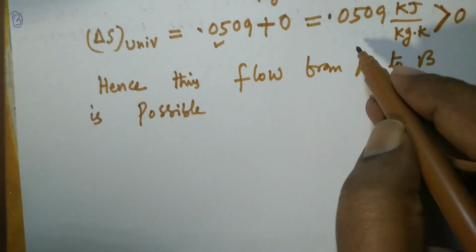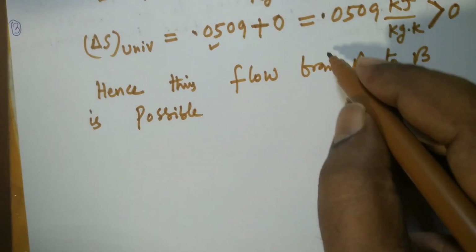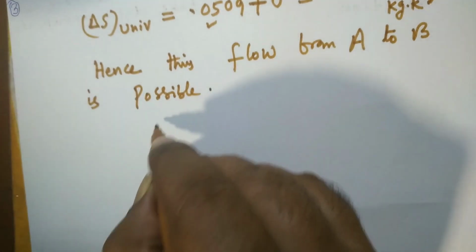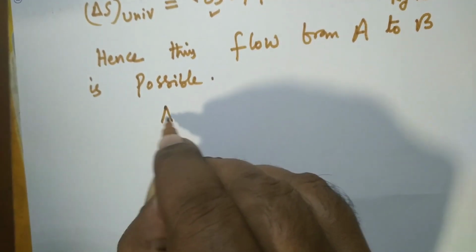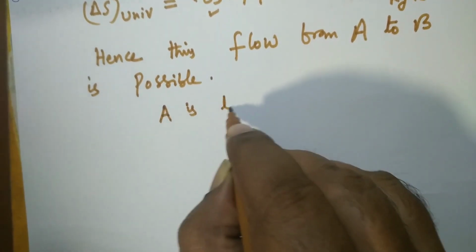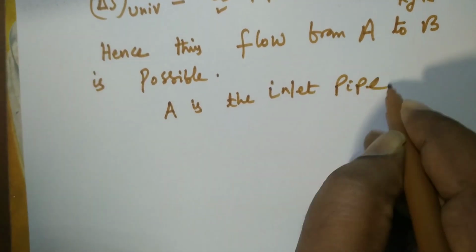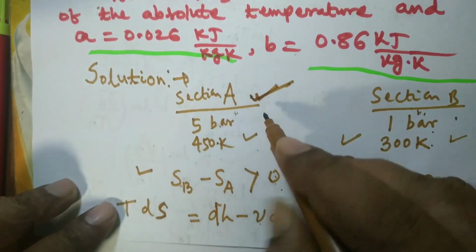Since this is a possible process, according to the principle of increase of entropy, delta S universe has got to be greater than or equal to 0. And the flow is from A to B. So A is the inlet pipe and B is the outlet pipe. This one, section A, is the inlet one.